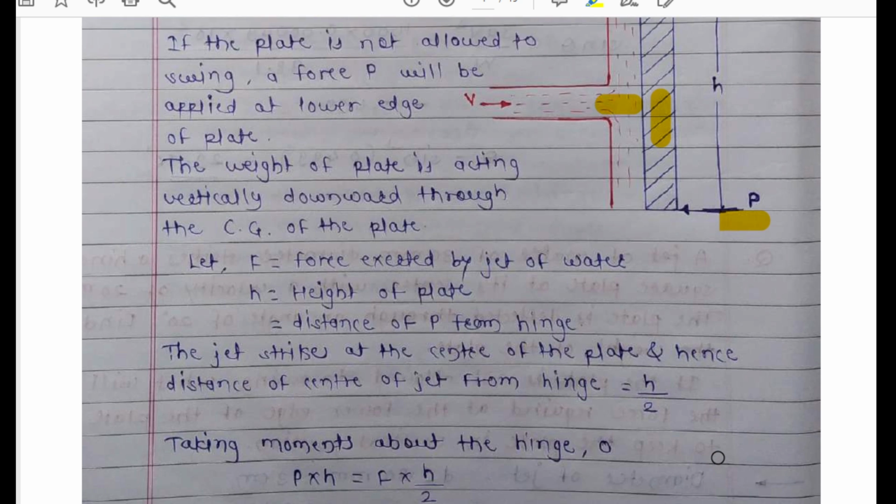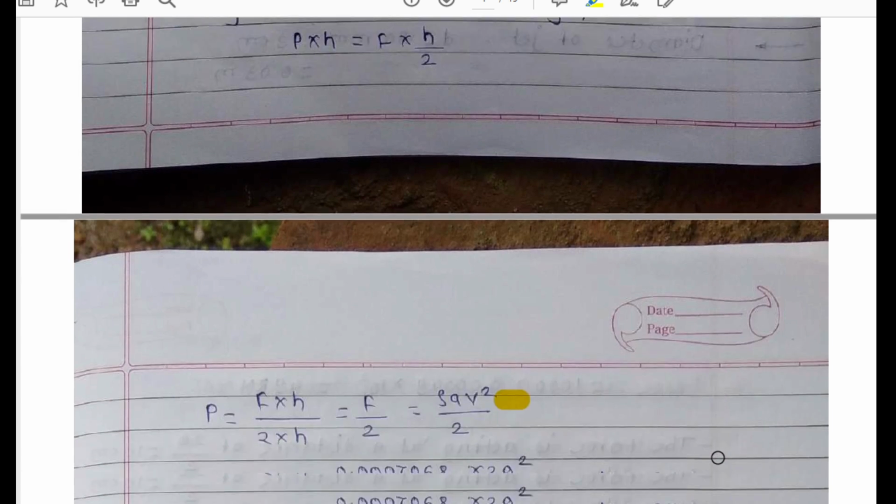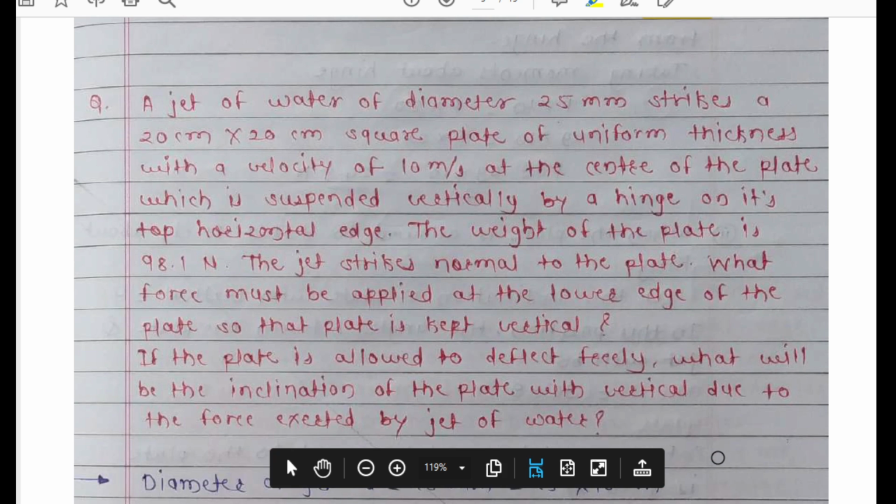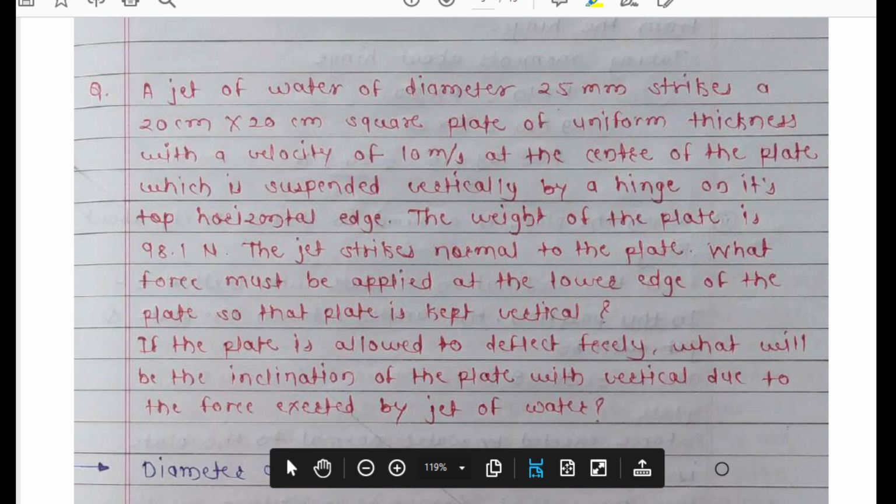Okay, next numerical. This is the last numerical on hinged plate. Okay, this is same as we have studied.